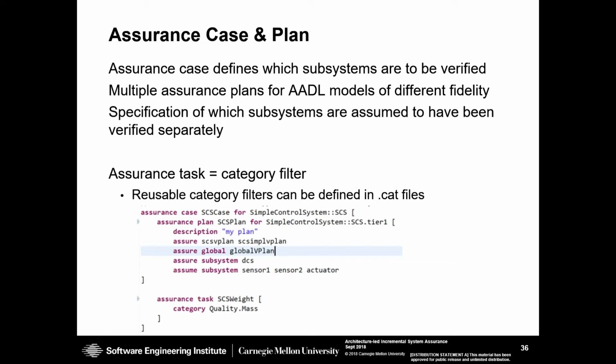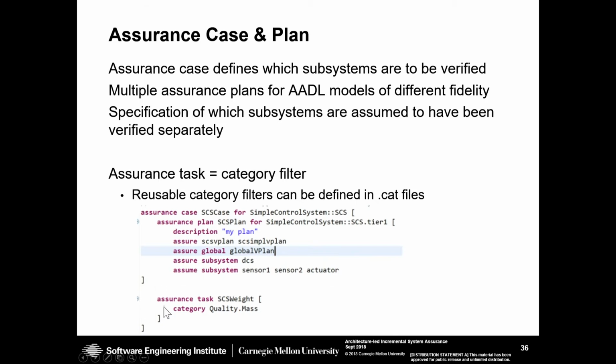And then within the plan, we identify the verification plans, or they can be auto-filled in, all the verification plans that have been defined for this particular system. We can configure in global, reusable requirements and verification plans. And we can identify which subsystems should be verified as well, and which subsystems do we assume have been pre-verified, so that we are not responsible for verifying them.